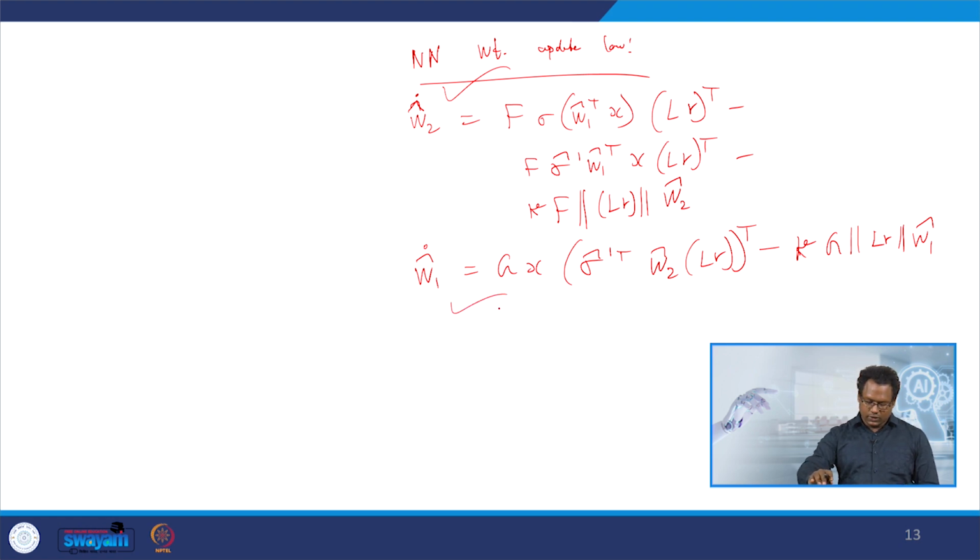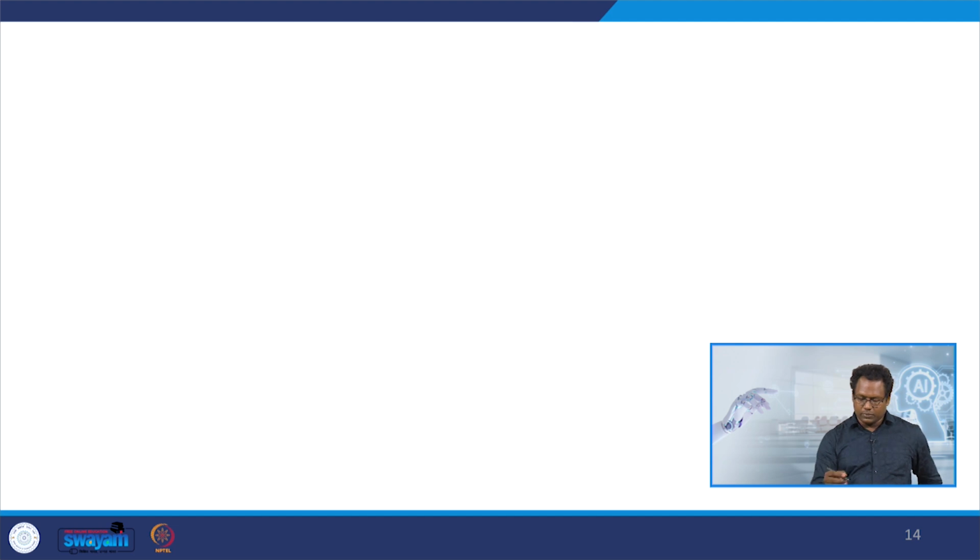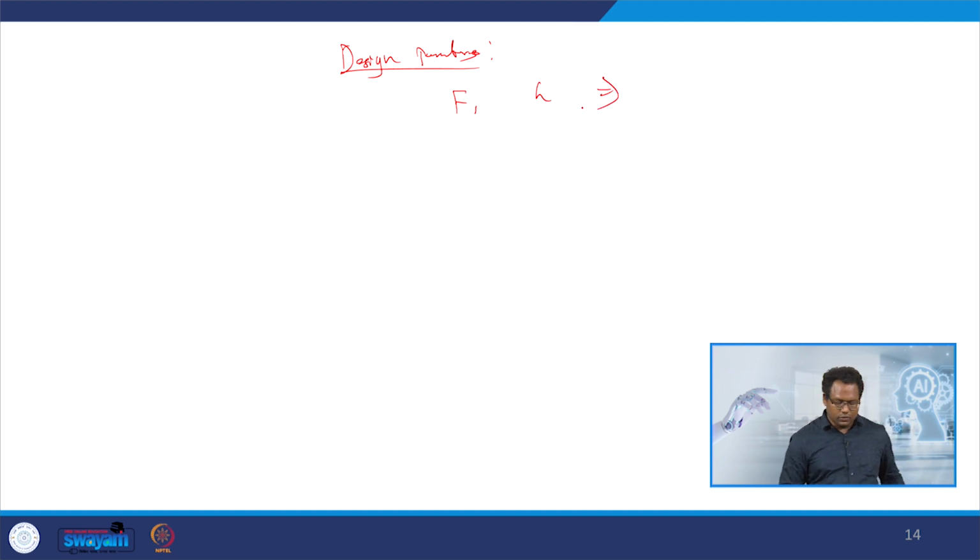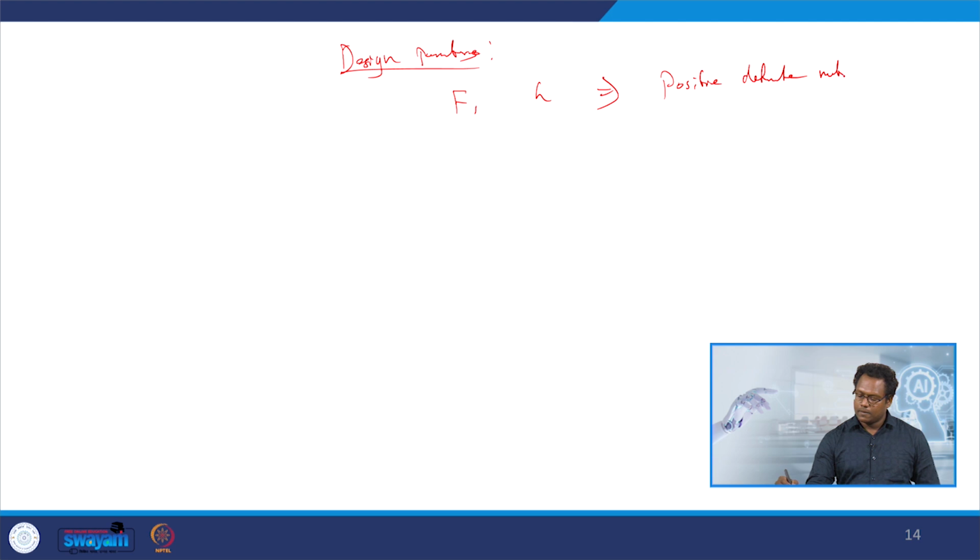Now, let us see the design parameters. The design parameters for the controller are F and G, which are nothing but positive definite matrices, and kappa greater than 0 is a small parameter.